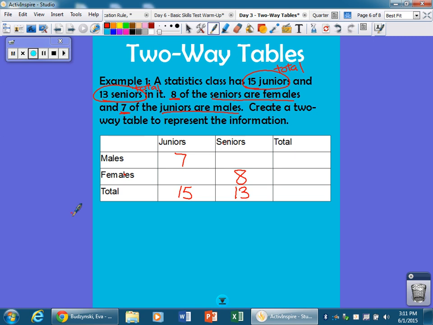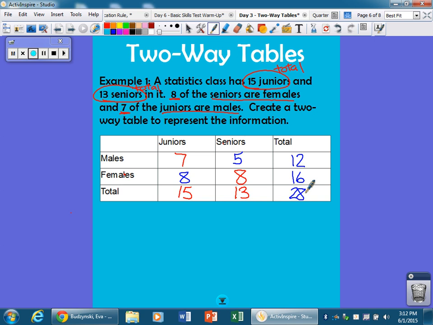So remember, your columns need to add up to 15. This column, juniors, has to add up to 15. Seniors have to add up to 13. And you've got to figure out what the rows are going to add up to. So take a second, pause the video, try that out. So here are your answers. We have 8 here, 5, 12, 16, and 28.